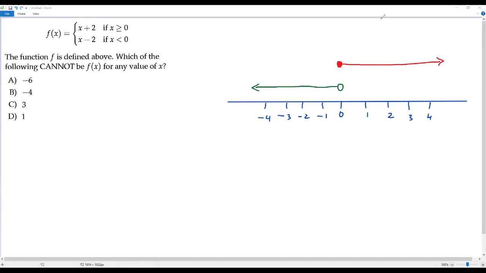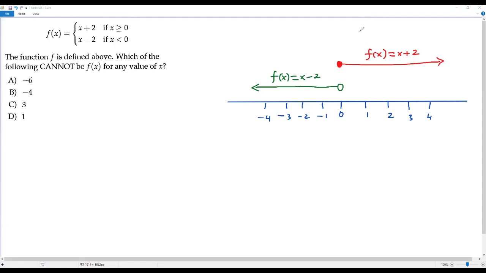So for the first one, when x is greater than or equal to 0, the piece we have for f of x is x + 2, so we can write f of x equals x + 2. And for the second one, when x is less than 0, the piece we have for f of x is x - 2, so we can write f of x equals x - 2.